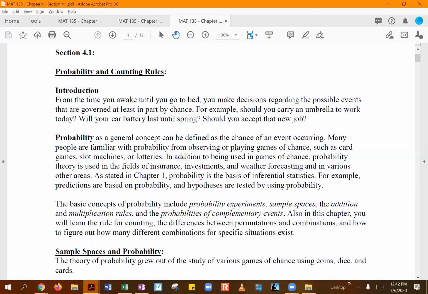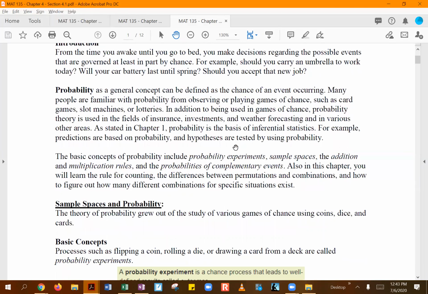They're saying from the time you wake up until you go to bed, you make decisions regarding possible events that are governed at least in part by chance. So should you carry an umbrella to work? Will your car battery last until spring? Should you accept a new job offer? Those kinds of things. So we're going to be looking at different calculations, different techniques of how we can come up with our probabilities for similar kinds of examples.